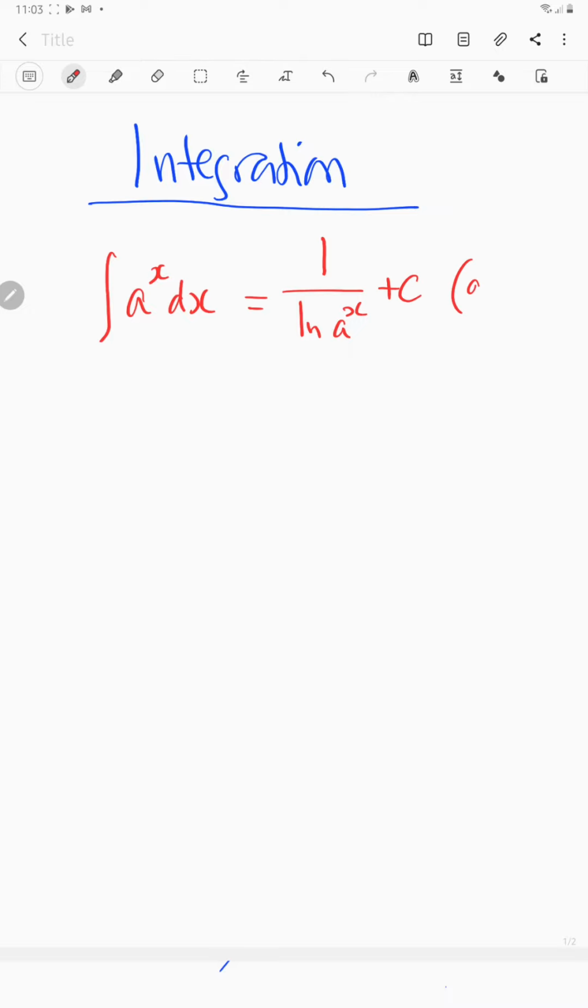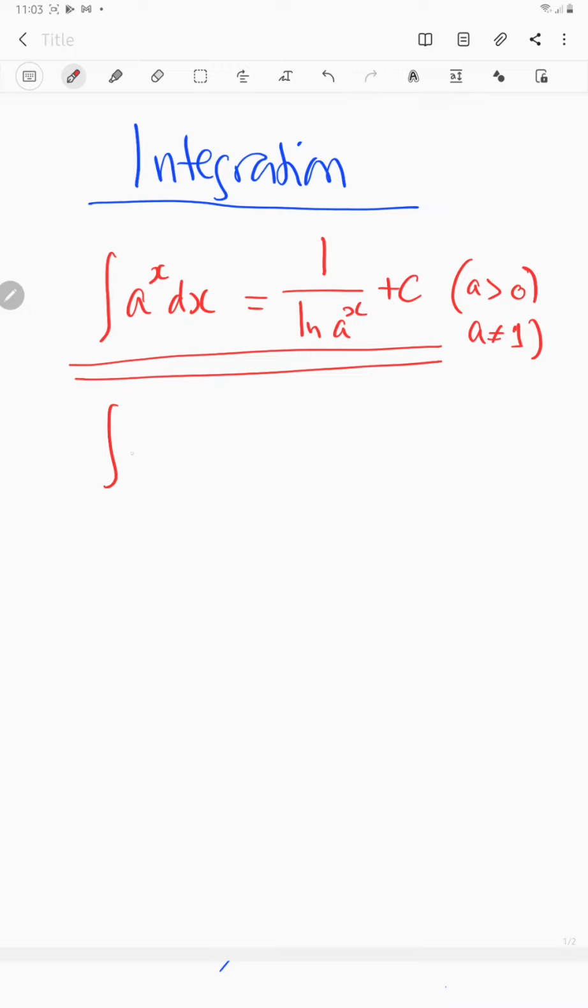And we actually say a must always be not equal to 0, and a is not equal to 1. So this condition must be observed. I want us to understand the way we can apply it. For example, you can have the integral of 4 to the power x dx.